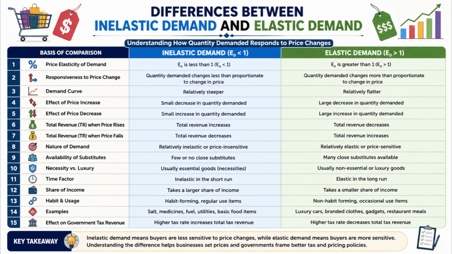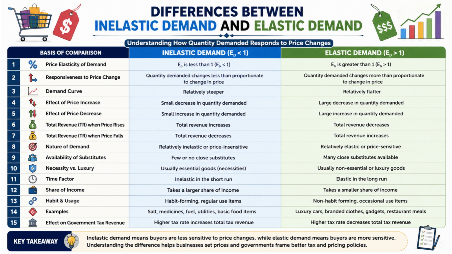Number 12. Products with inelastic demand often take a larger share of consumers' income, whereas products with elastic demand may take a relatively smaller share depending on consumer choice. Number 13. Inelastic demand is often linked with habit-forming or regularly used products, whereas elastic demand is associated with occasional or discretionary purchases. Number 14. Examples of inelastic demand include medicines, fuel, electricity, water, and basic food items, whereas examples of elastic demand include luxury cars, branded clothing, electronic gadgets, and restaurant meals.